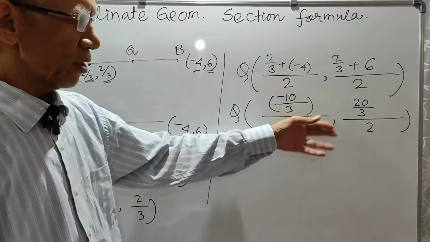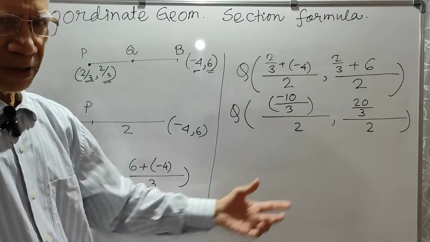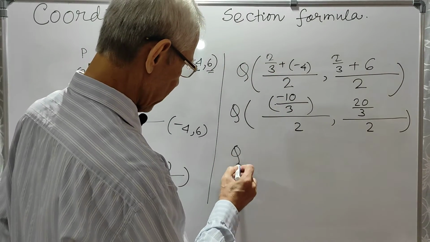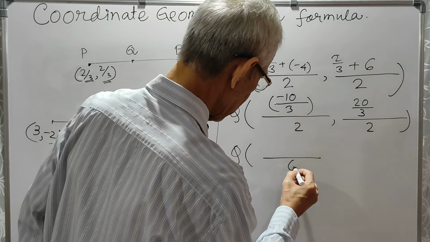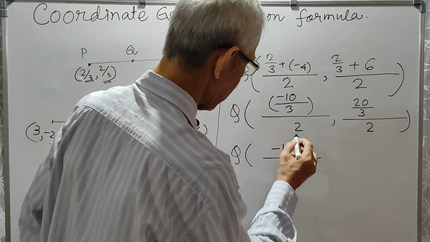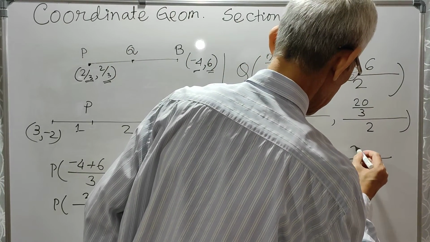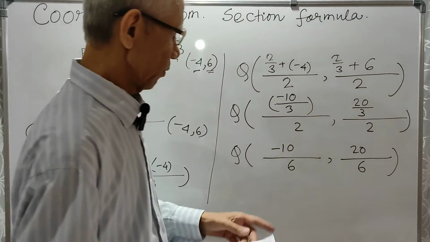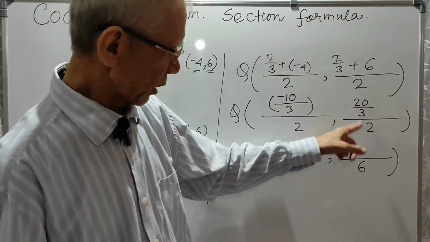Okay. Now the question of simplification. Up to here, section formula. Now just a matter of simplification. So now what do you get? This one, 2, 3, 6. So 6 minus 10, minus 10 by 6. And this one you get 20 by 6. So minus 10, 3 into 2, 6. 20, 3 into 2, 6.